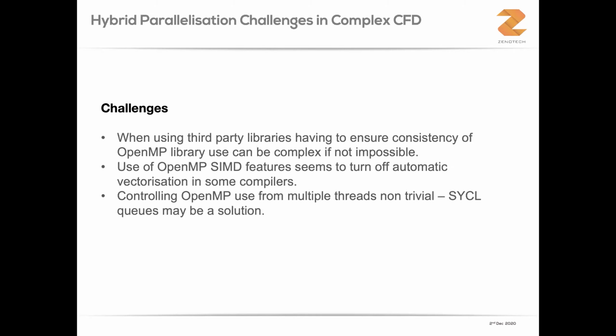And then obviously controlling OpenMP use from multiple threads. As I mentioned, we use threads at the top level. And if you imagine you have OpenMP loops being launched in two of those threads separately, you can exhaust all your resources because they'll quite happily run. Interestingly, it'd be interesting to see how the developments in SYCL and SYCL queues may end up being a solution to this, because then you're relying on SYCL to take a little bit of that management overhead away. So that'd be an interesting one to keep an eye on.